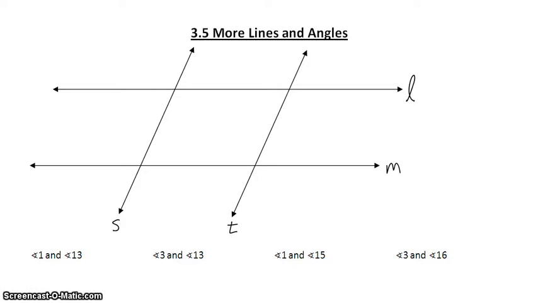In today's lesson, we're going to look at what happens when we have more intersecting lines. Well, if we have more intersecting lines, we have more transversals, which means we create more angles. If we look at our first examples, we're going to assume that L is parallel to M and S is parallel to T. So I'm going to label those lines parallel.